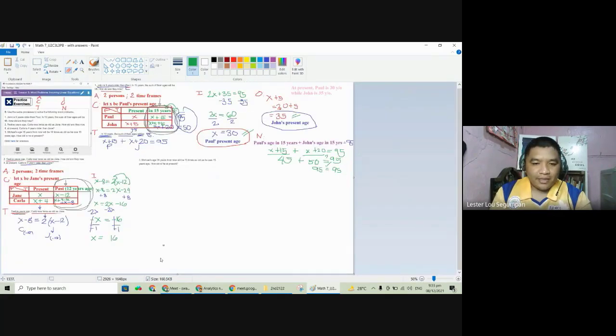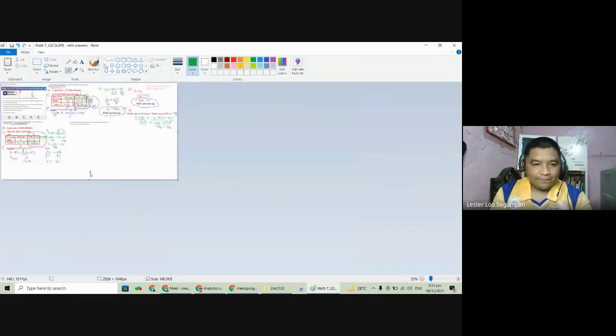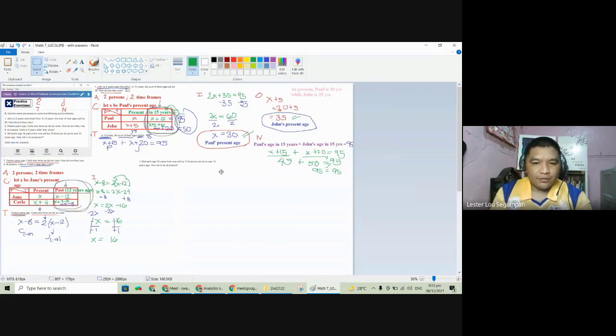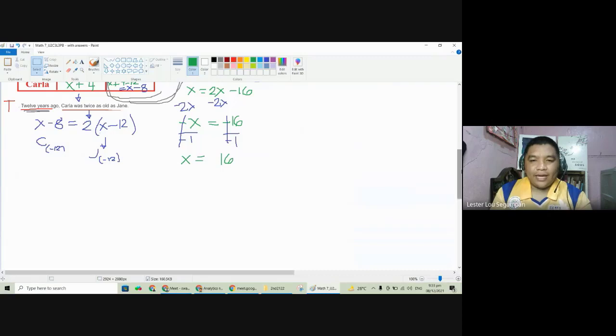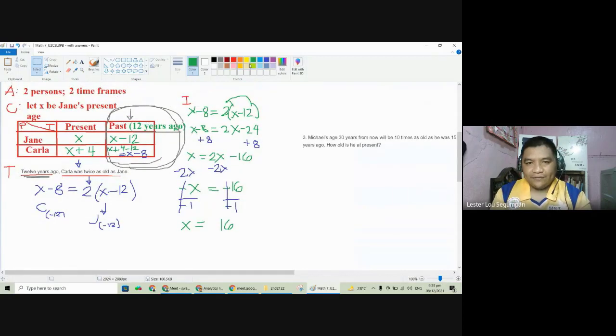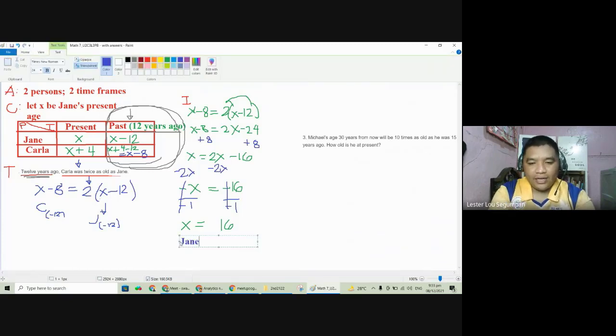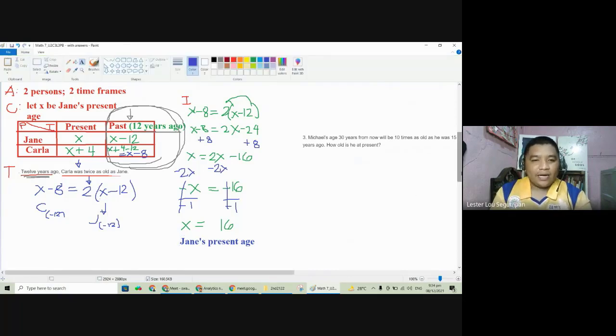Then we have another space here for a while so that I could also move number 3 to this area. Okay. So we have here the value for x, and whose age is this, and at what time frame? Looking at our representation, x is Jane's present age. So this is the value of Jane's age at present.